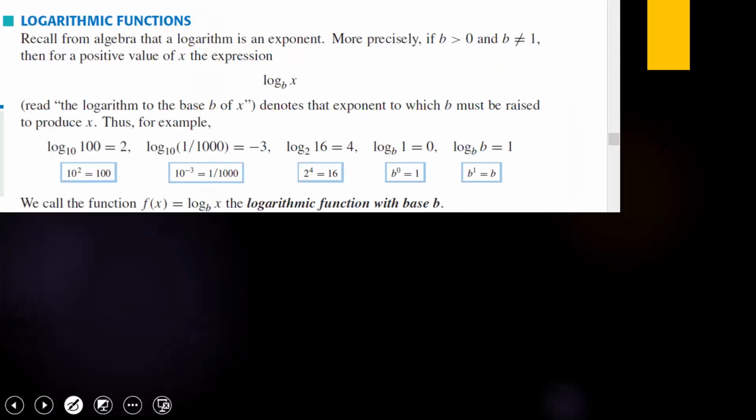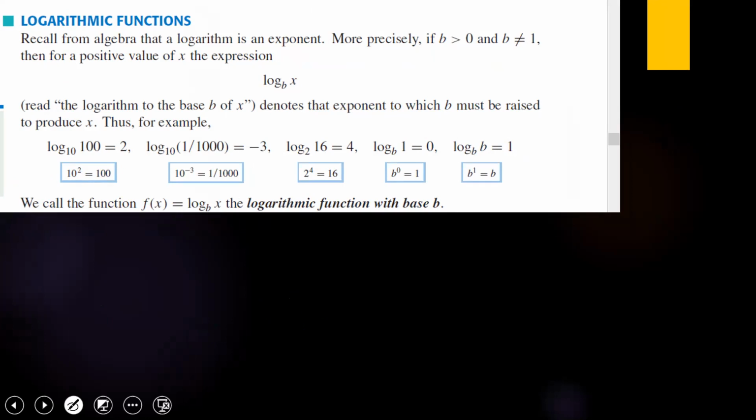Now, let's talk about the logarithmic function. Did you take the logarithmic function before? You must have taken it in grade 9. Did you take it before? Yes, teacher. Okay. Let's talk about the logarithmic functions here.